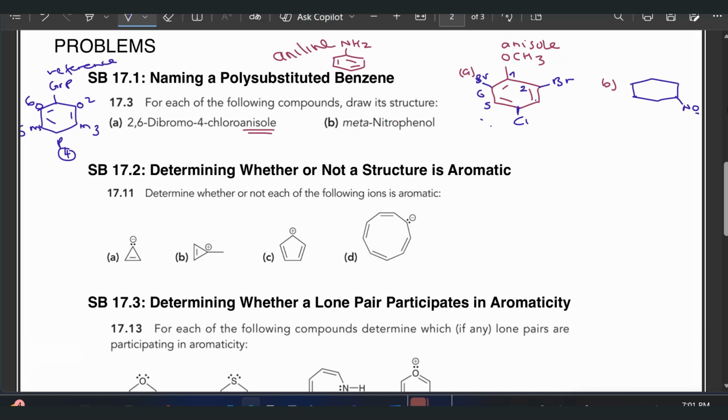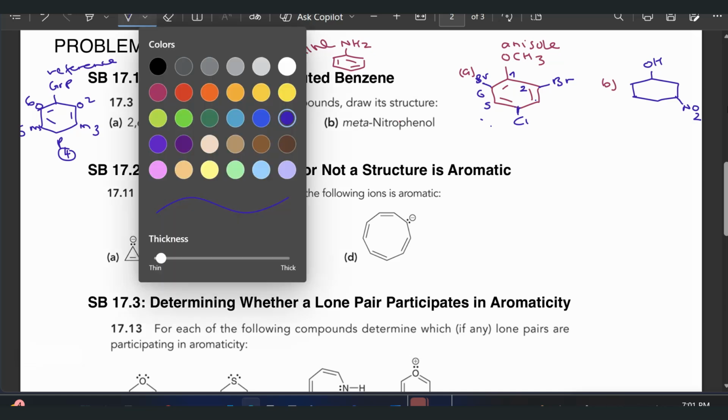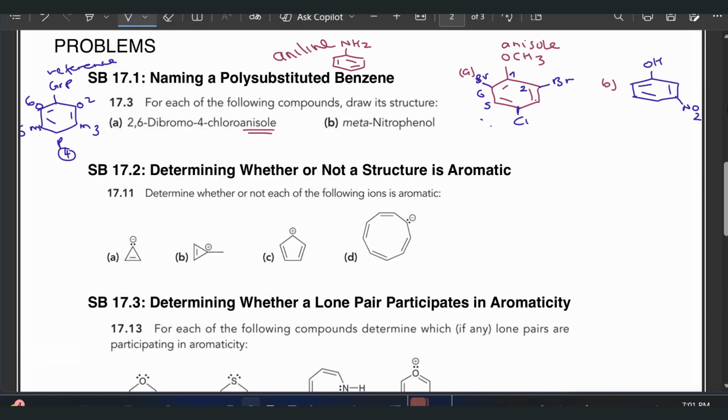Easier. Yeah, very easy. So now our phenol will have an OH, and on position 3, that's going to be the meta.